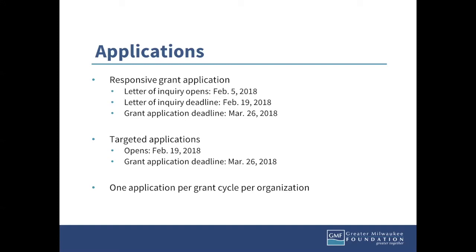Three targeted applications will be available February 19th. These applications will not require a letter of inquiry. Organizations need only submit detailed information about the program or service they're seeking funding for in a single application. Please be aware that organizations are permitted to complete only one application per cycle. That is, an organization cannot submit a responsive grant application as well as a targeted application.